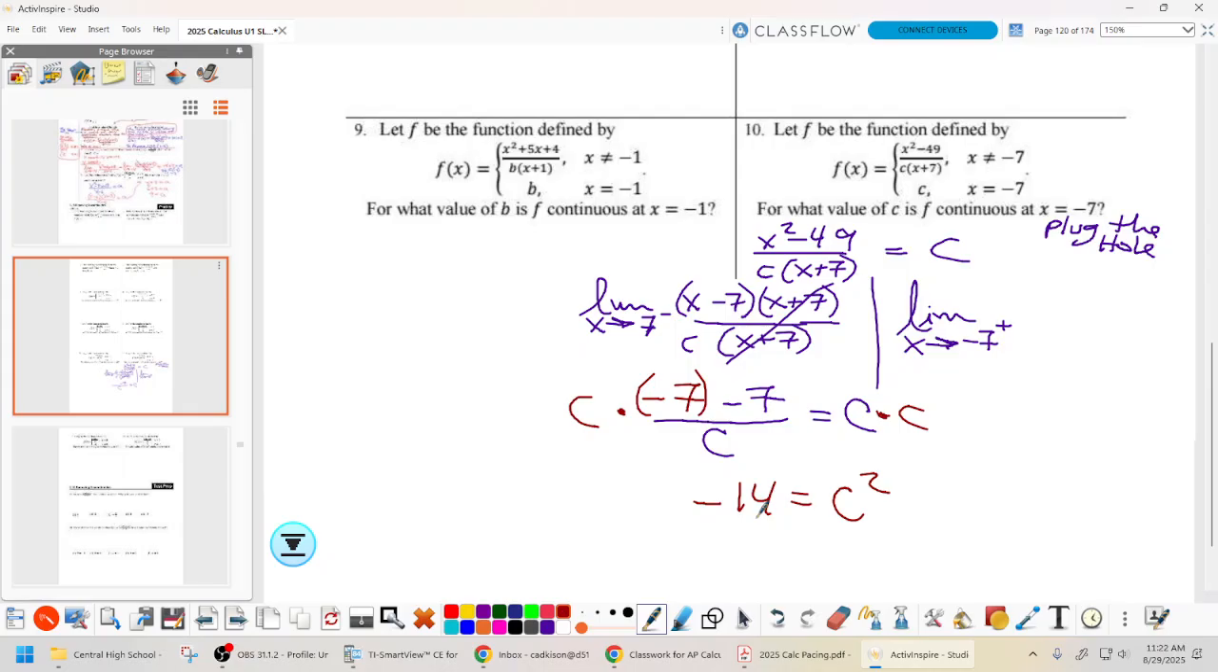So can we make this one continuous? No. Okay. Does that qualify as an answer? No. If you can't fix the problem, then yeah, it just does not exist, or not continuous. Yeah, not continuous at -7. Who asked about this one? Did that help?